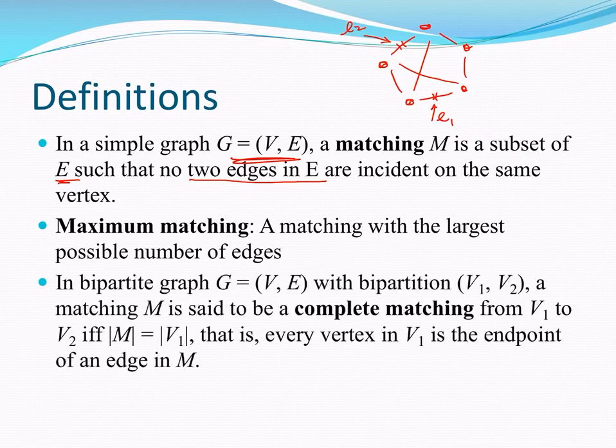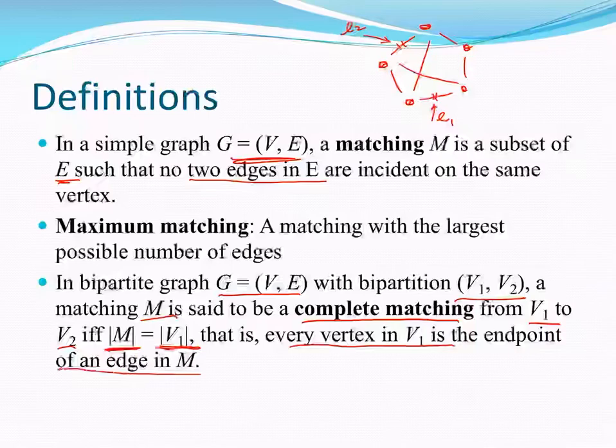All right, now back to bipartite graphs. If I have a bipartite graph, G, vertex set V, edge set E, and bipartition V1 and V2, as discussed earlier, if I have a matching, we say that it is a complete matching from V1 to V2 if and only if the size of the matching is the same as the size of the vertex set V1. In other words, every vertex in V1 is the endpoint of an edge in my matching. No vertex in V1 is left out.